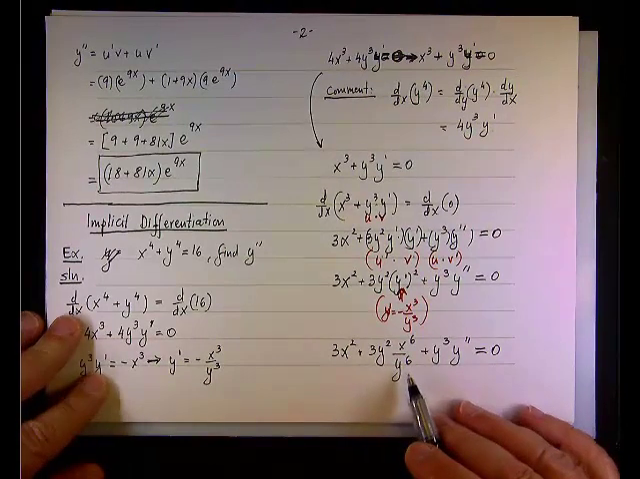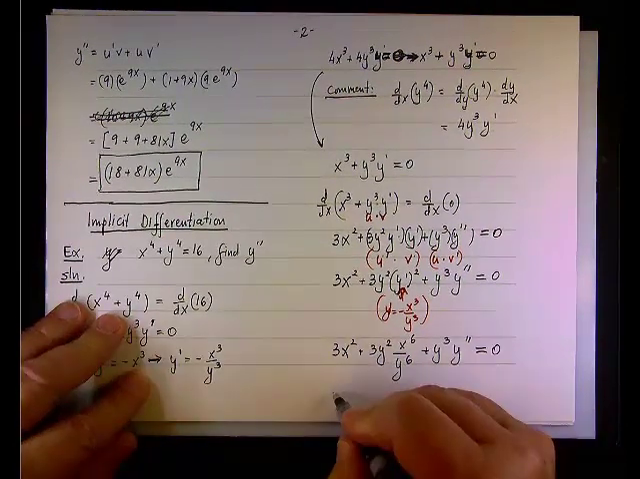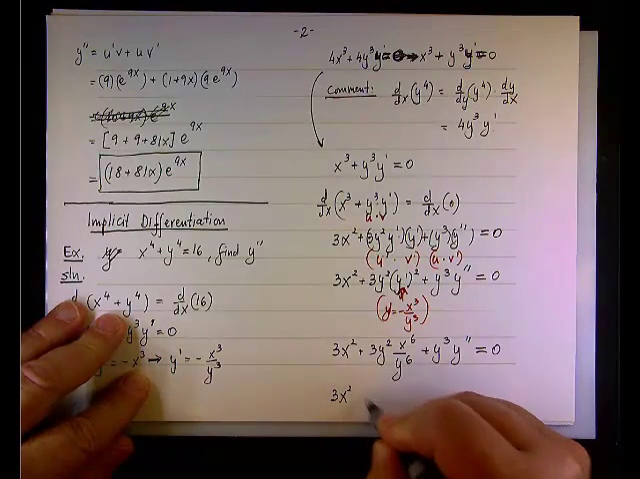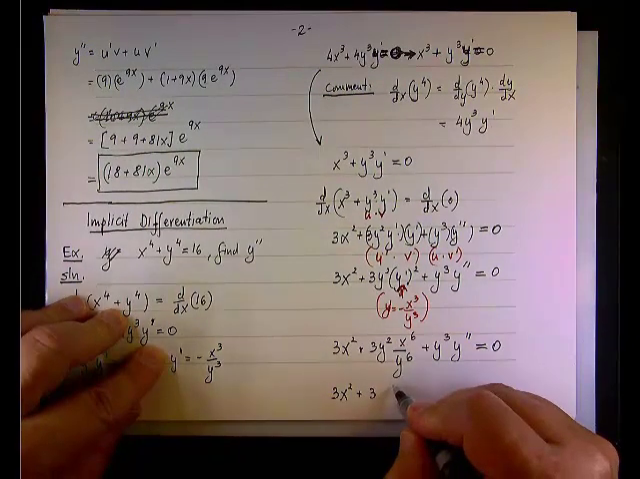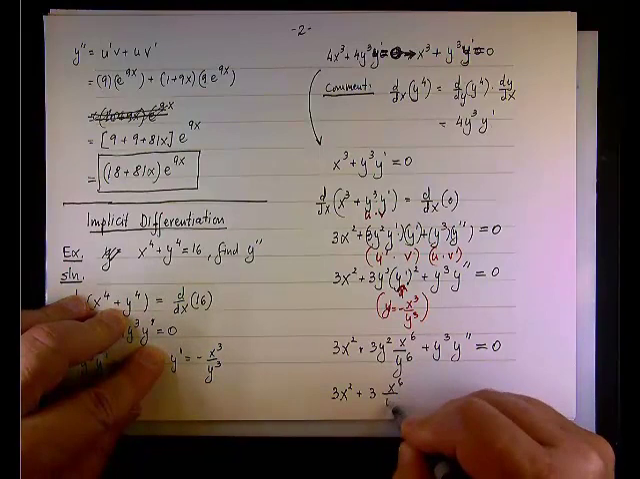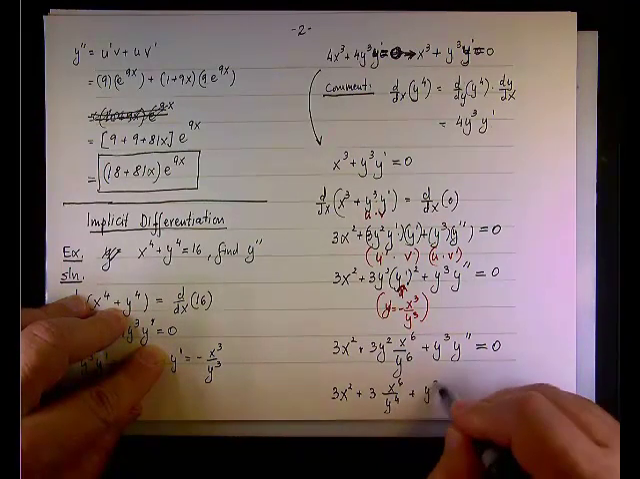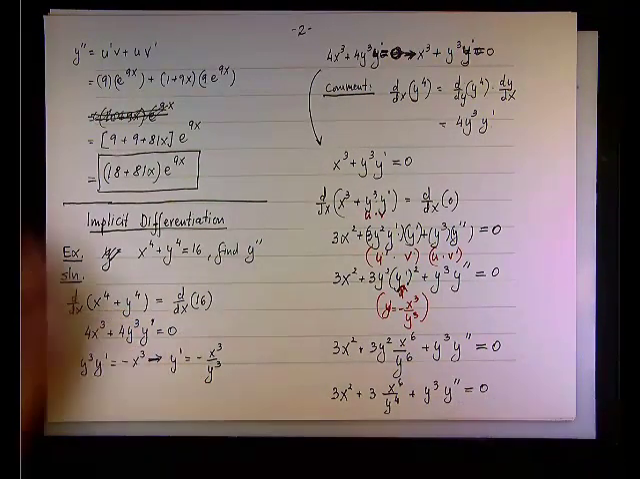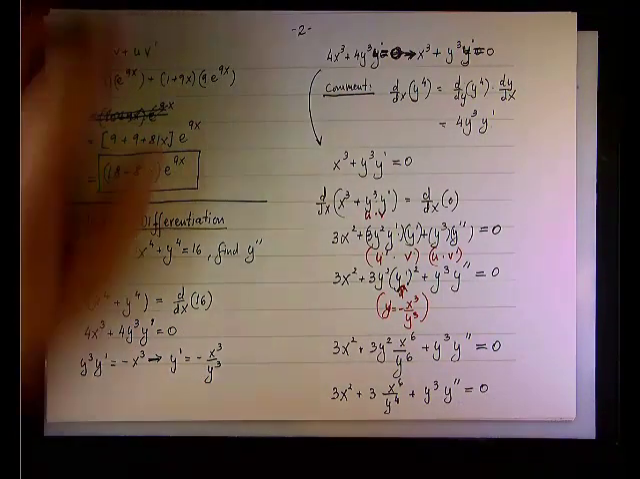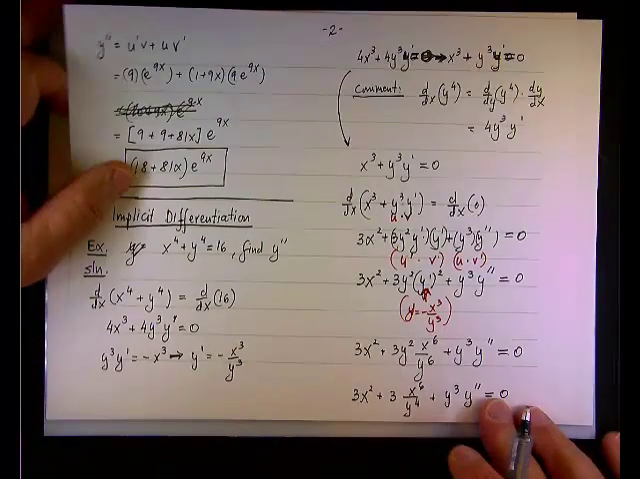One simplification, we reduce, and we end up having 3x squared plus 3x to the 6 divided by y to the 4th plus y cubed times y double prime equals 0. Are you having fun yet? This is not an easy one when you take the second derivative.